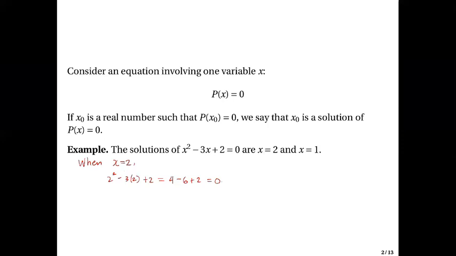Okay? And also when x equals 1, we substitute again. We will have 1 squared minus 3 times 1 plus 2. And this is equal to 1 minus 3 plus 2. And indeed, we will get 0. So this statement is true, meaning the solutions of x squared minus 3x plus 2 equals 0 are x equals 2 and x equals 1.